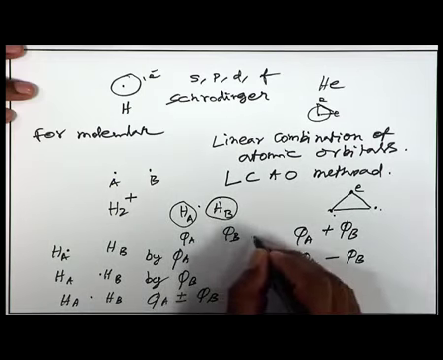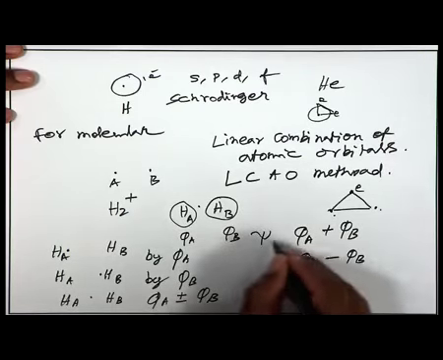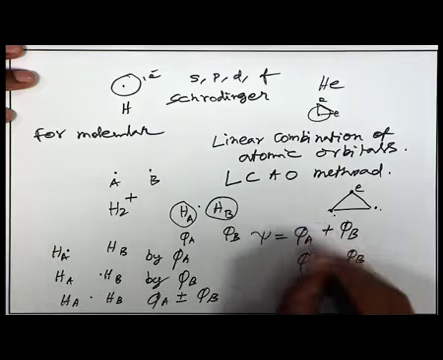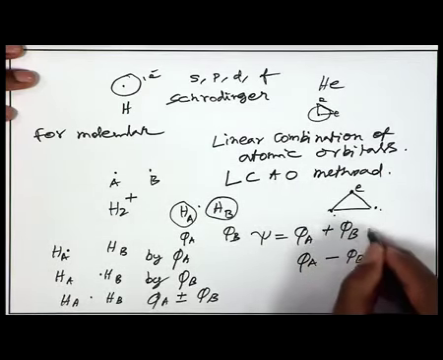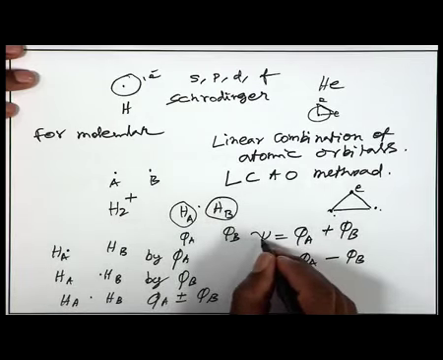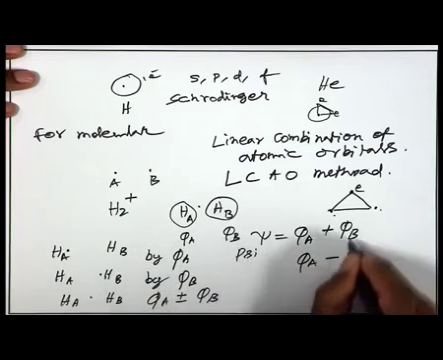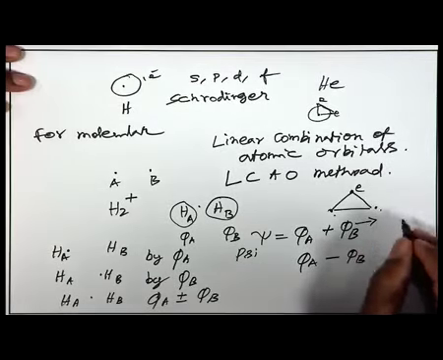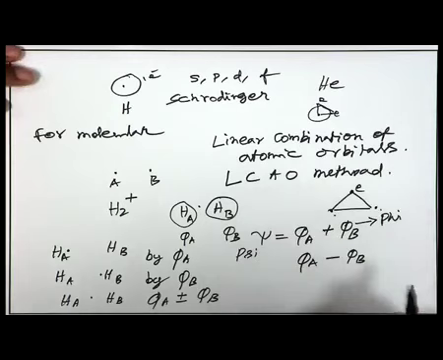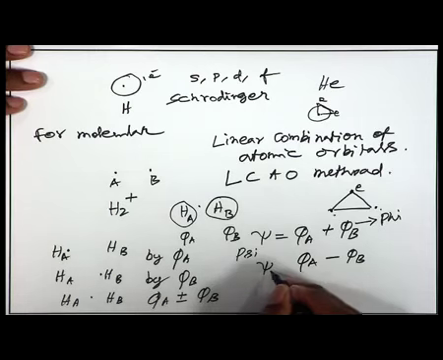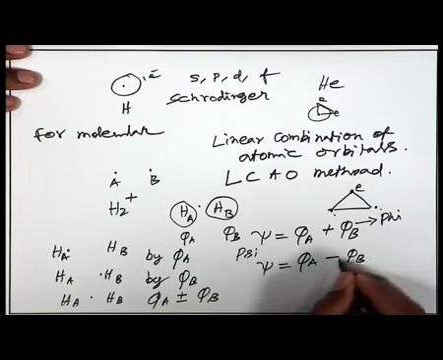This combination is represented by a wave function psi equal to phi A plus phi B. This is the atomic wave function of hydrogen atom A, and this is the atomic wave function of hydrogen atom B. The combination is represented by psi. Now, this one is represented by another psi equal to phi A minus phi B.